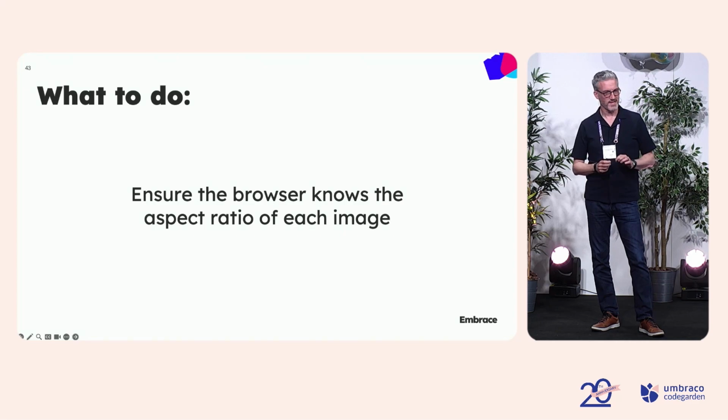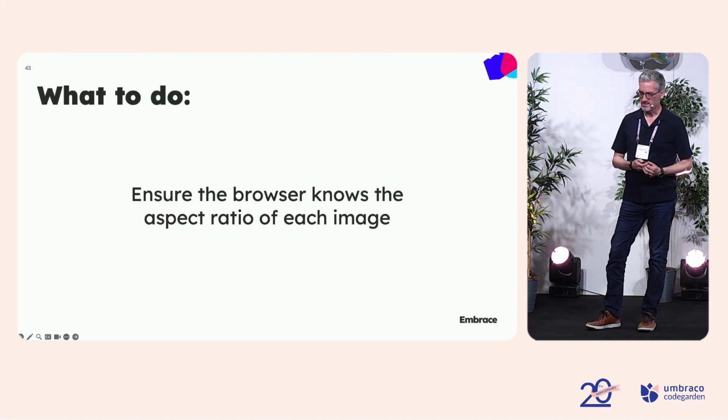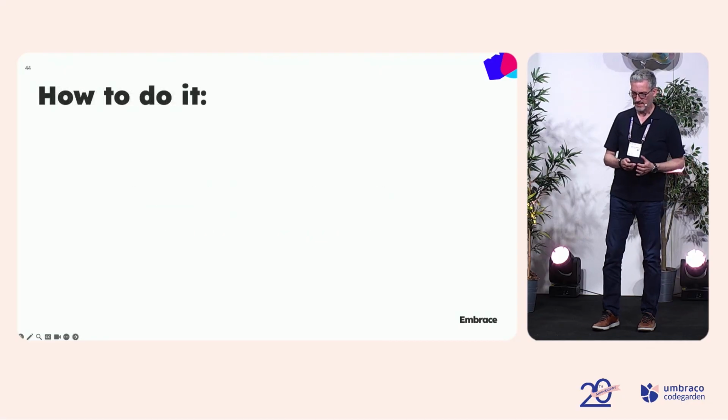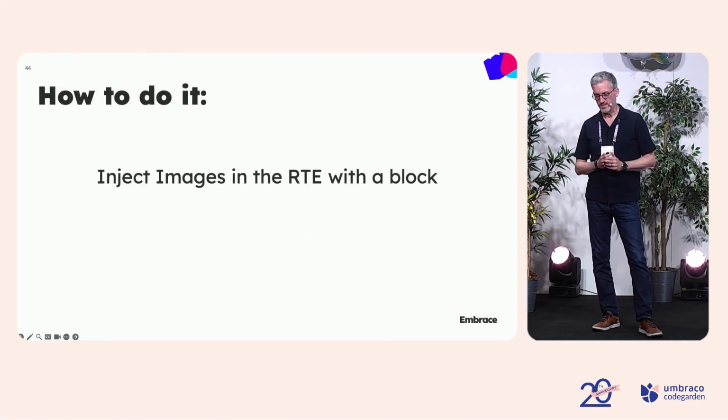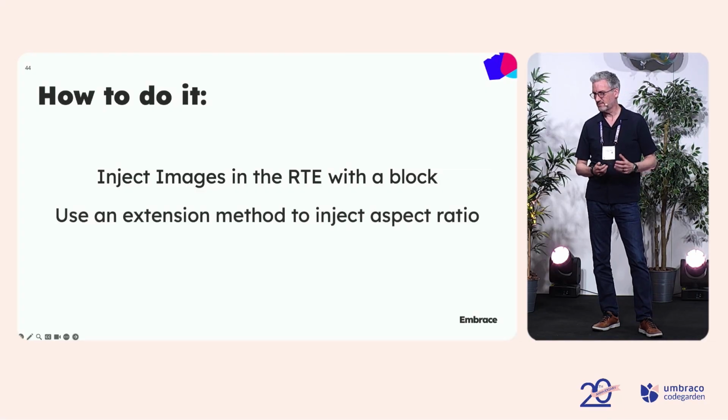Ensure the browser knows the aspect ratio of each image. I've used this example because this is the type of case where it probably doesn't. Most other cases where we're setting it in our CSS is covered, but often these are the ones that get missed and cause a CLS issue. How to do it? We inject images into the rich text editor with a block rather than actually as images, and then we can use an extension method to render the aspect ratio in our output.